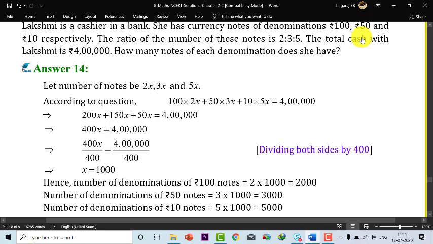400x is equal to 4 lakh. So we divide both sides by 400 to get the x value. 400 gets cancelled, so x remains on the LHS. Here 400 ones are 400, 400,000 is 4 lakh. So x equals 1000.